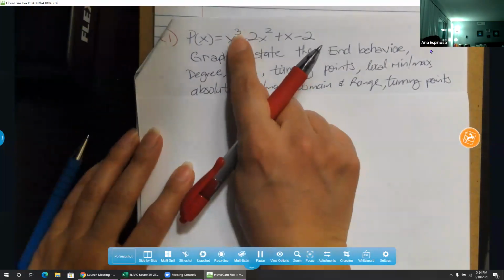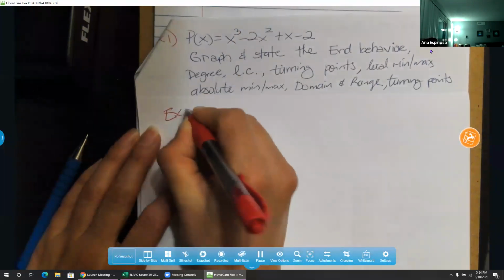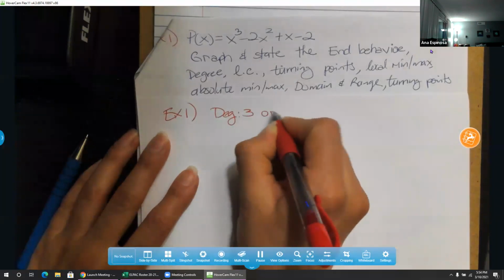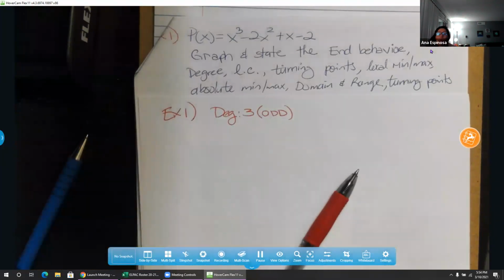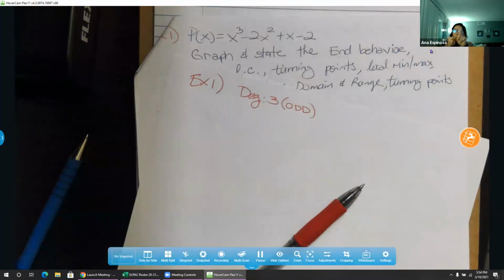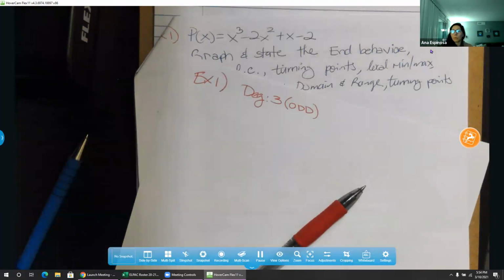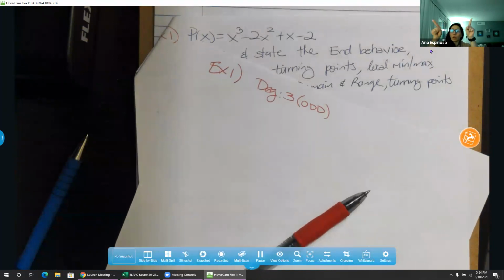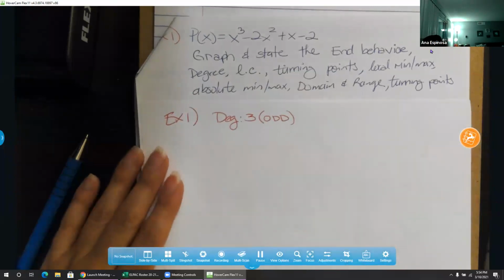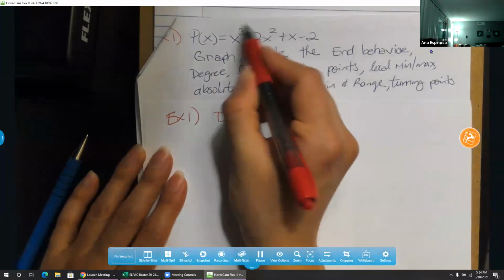All right, this is a cubic. So for example 1, the degree is 3, which means odd. So 3 doesn't really mean much to me. Once I write the word odd, for me, it means that the arrows are going to go opposite ways. Okay, so as of right now, I don't know which one it is, but it's going to go opposite ways. If it's even, the arrows are going to go the same way. So either both up or both down. Okay. Then that's a 3.